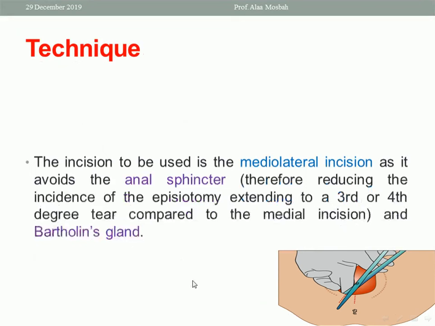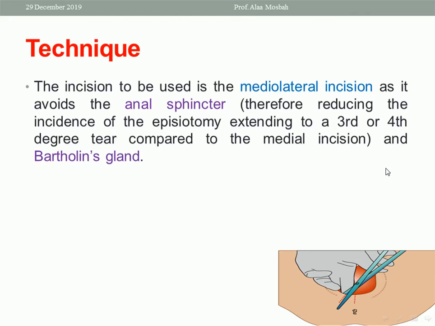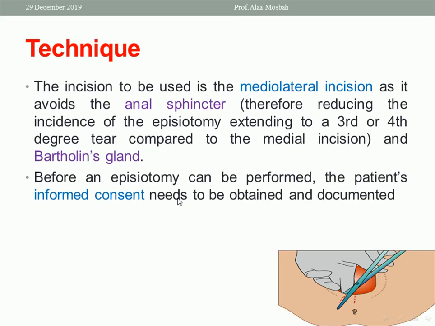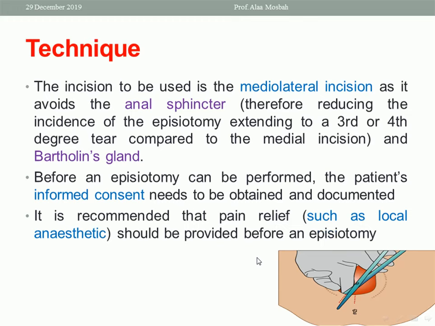What about the technique? The incision to be used is the mediolateral incision, as recommendation said, as it avoids anal sphincter and Bartholin's glands. So it avoids both of them, anal sphincter and Bartholin's glands. Before an episiotomy can be performed, the patient's informed consent needs to be obtained and documented. It is recommended that pain relief, such as local anesthetic, should be provided before an episiotomy.